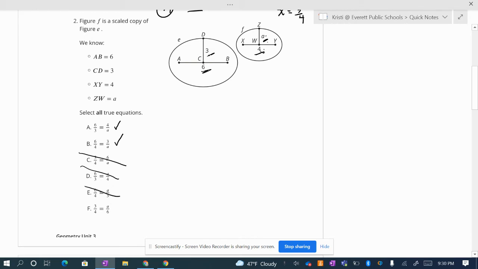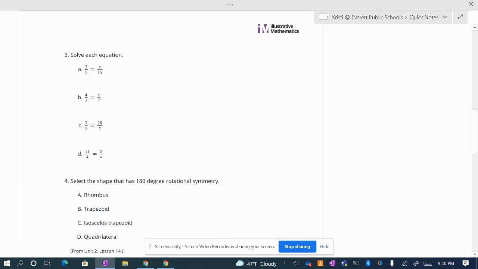Nope. Last one, 3 is to 4. So they're doing vertical is to the horizontal as A is to 6 does not make any sense. So your correct answers are A and B. Let's keep checking. Okay, so cross products or setting up equivalent ratios.